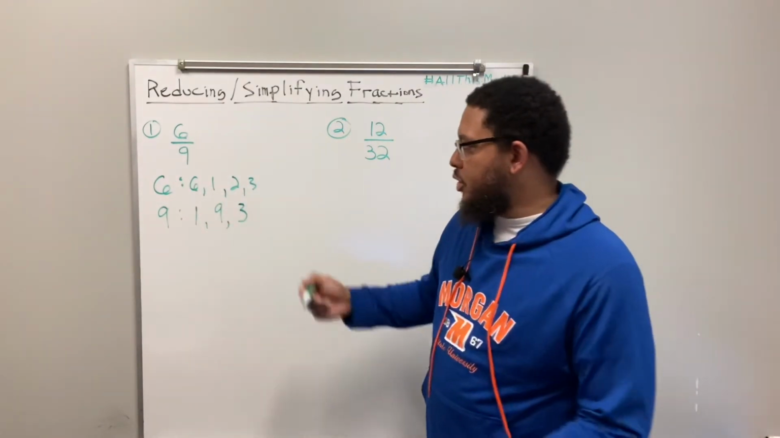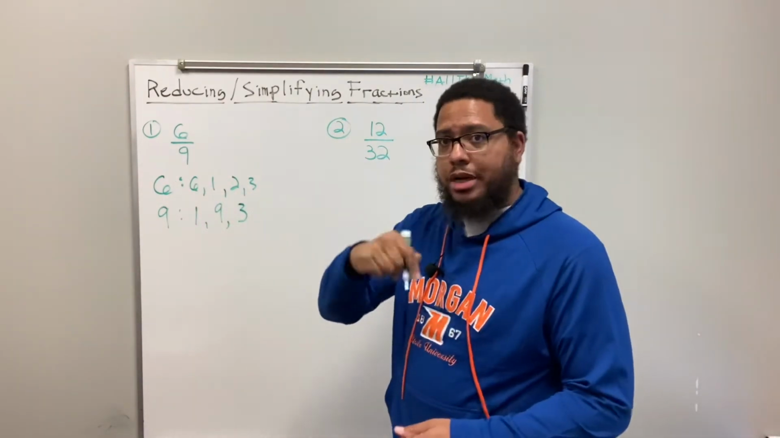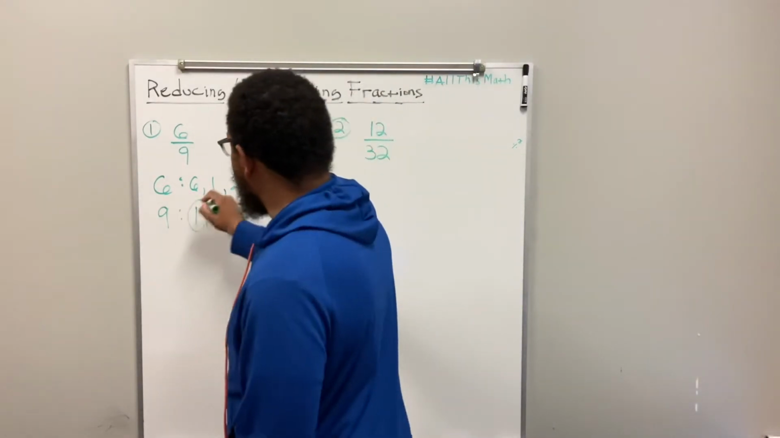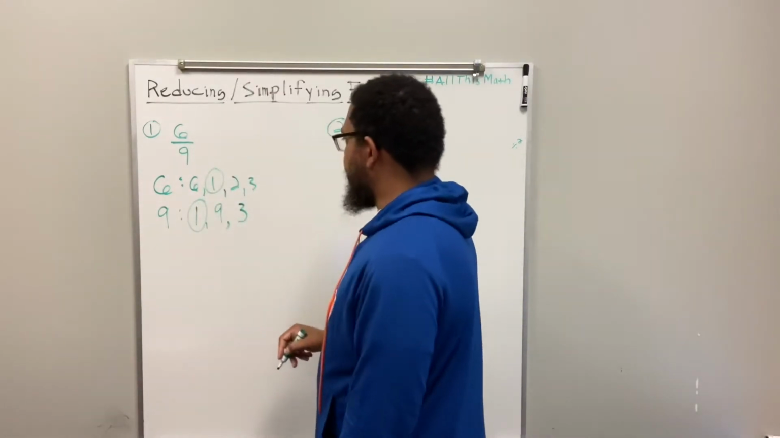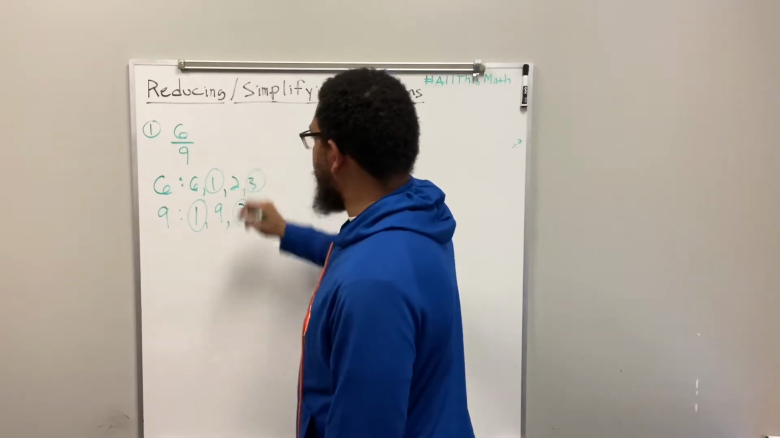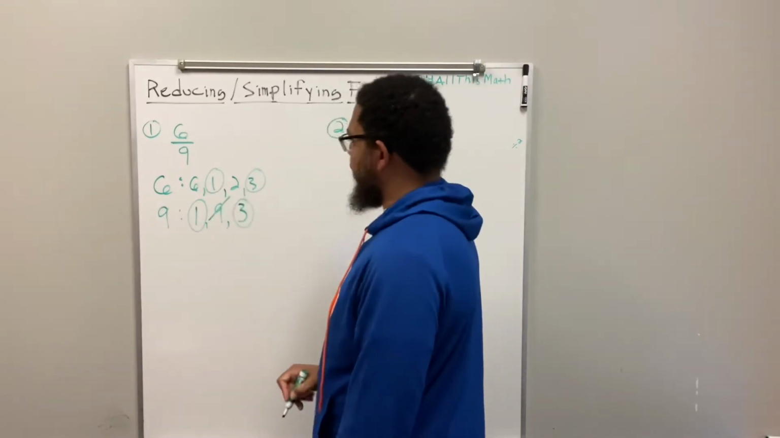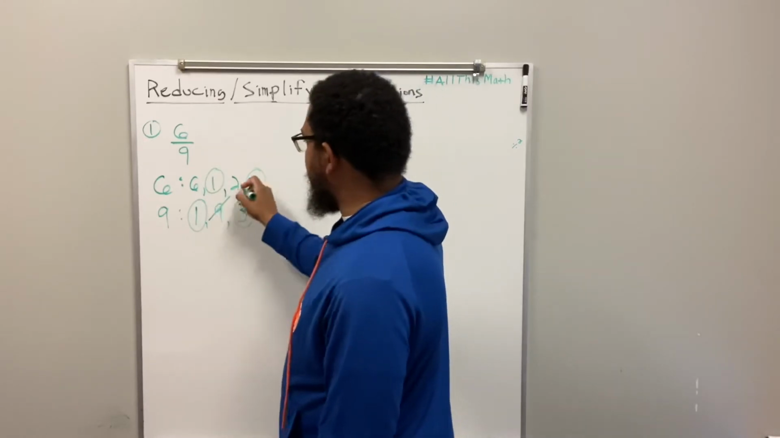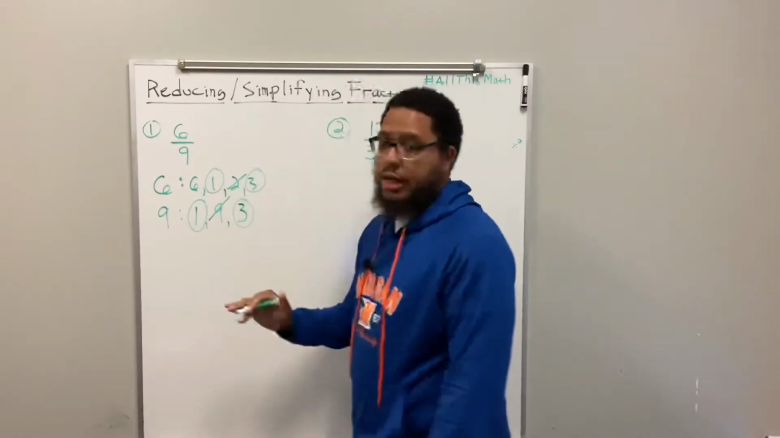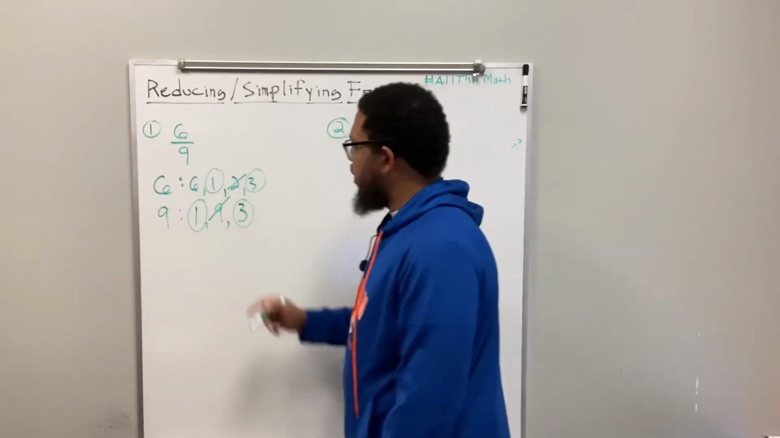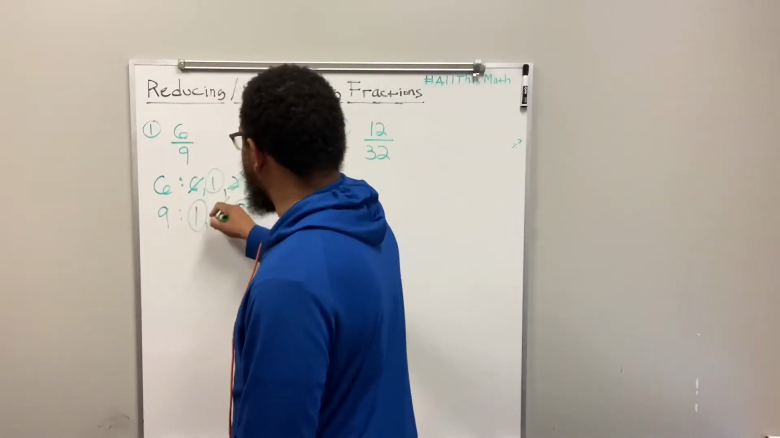So what I'm going to do is go through and circle the numbers that are in both lists. So I see 1 and 1, and I see 3 and 3, right? I see 9 is in this list, but it's not in that list, so I cross that off. 2 is in this list, but it's not in this list, so I cross that off. Anything that doesn't match up, I will cross off. So the 6 is in this list, but not in that list, so I cross that off.